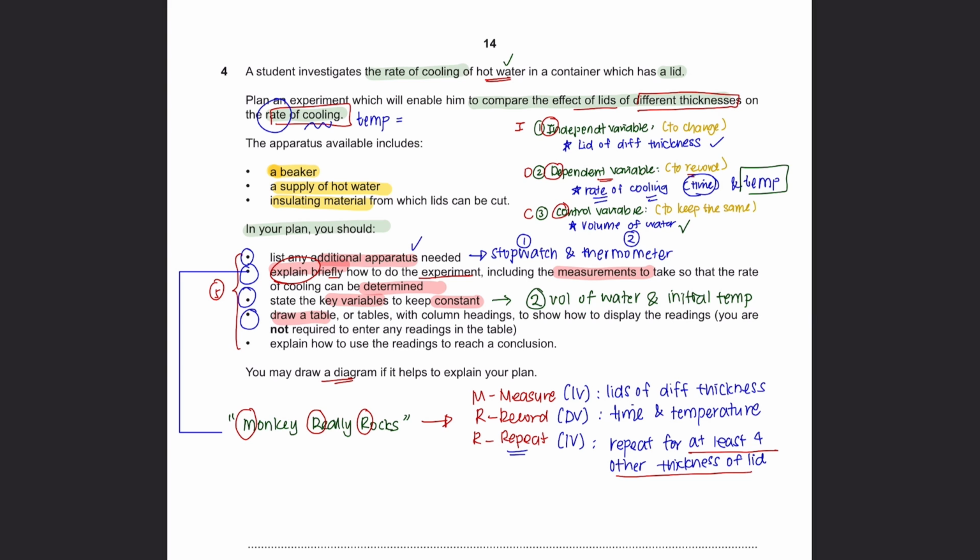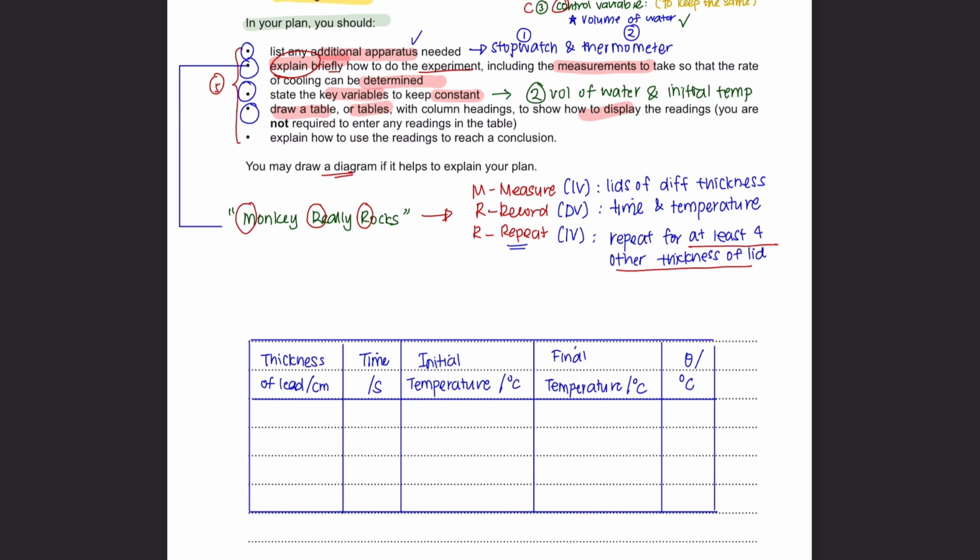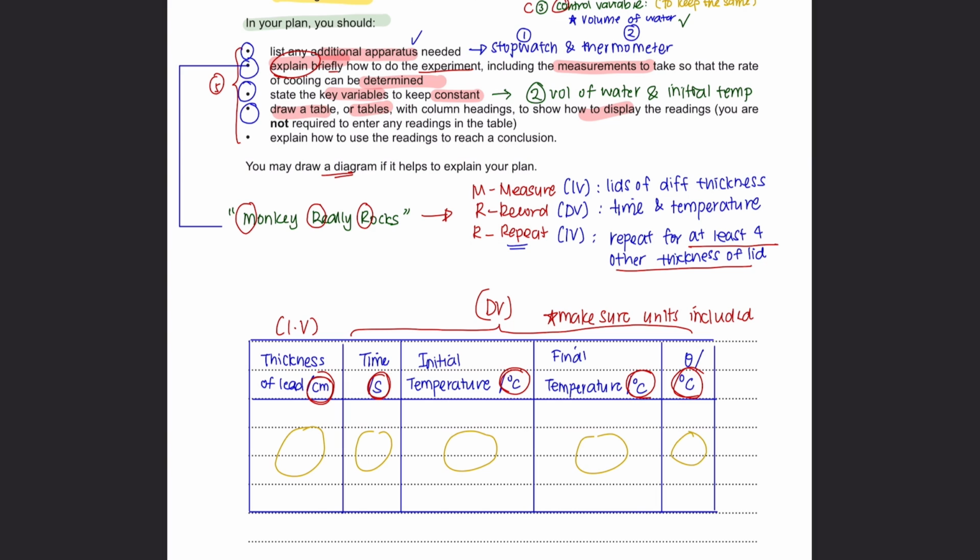Draw a table or tables with column headings to show how to display the readings. You are not required to enter any readings in the table. So when drawing the table, you need to have a column for your independent variable, including your unit, and your dependent variable, also including your unit. If you do not display your unit, you will not get a mark for this bullet point. And you're not required to enter any values or readings in your table.